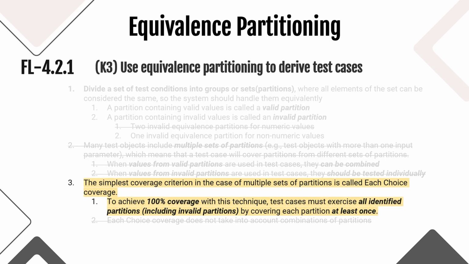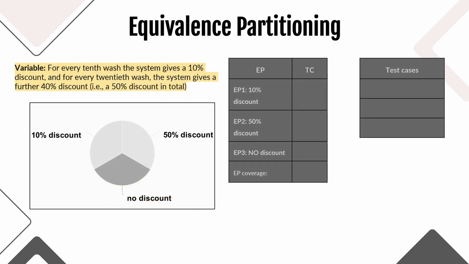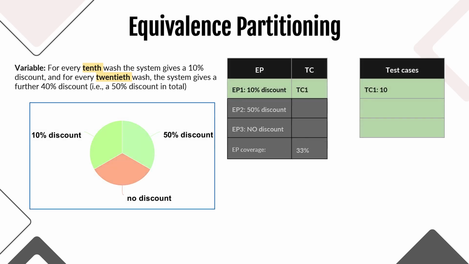This is important to check with this example of values so that it's easier to find the correct answer to the question. According to the variable, for every 10th wash, the system gives a 10% discount, and for every 20th wash, the system gives a further 40% discount. The key values are the 10th and the 20th. Let's start with the simplest example. If we want to write a test for equivalence partition, a 10% discount, then the 10th wash will be the easiest test.